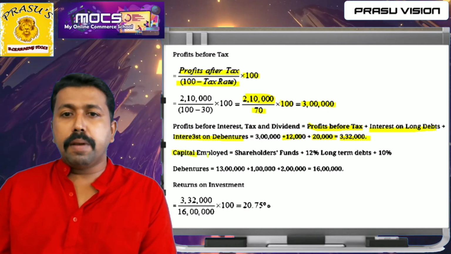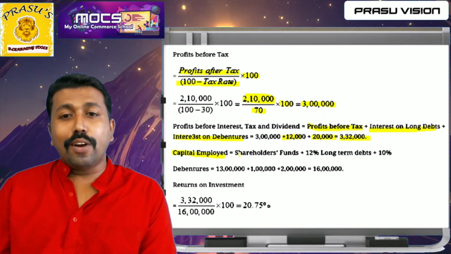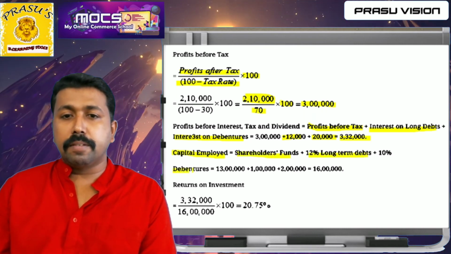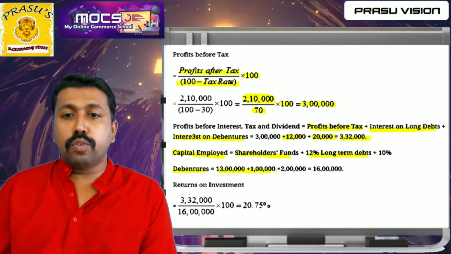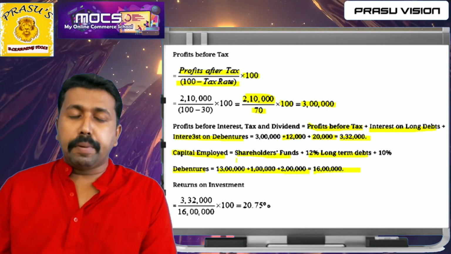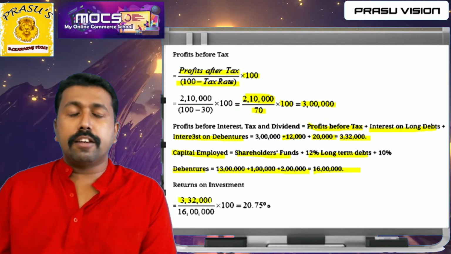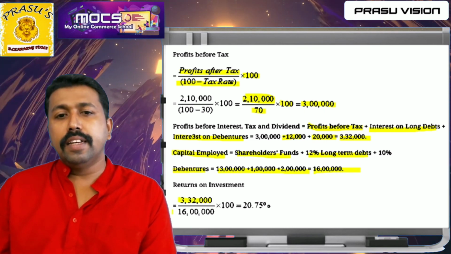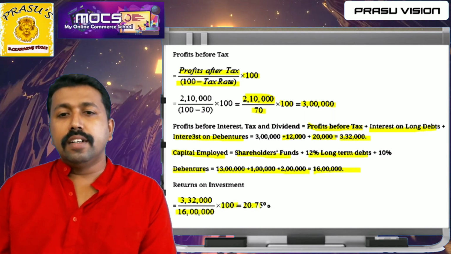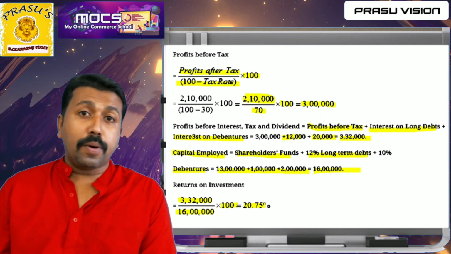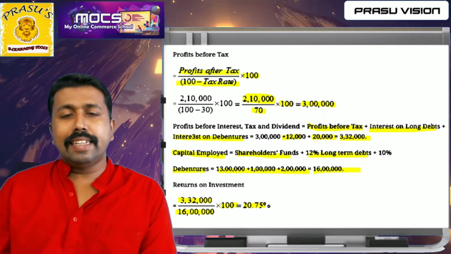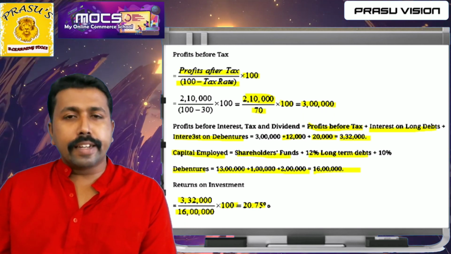And capital employed is equal to the total of shareholders' fund plus the long term debt plus the debenture. So 13 lakh plus 1 lakh plus 2 lakh, we will get 16 lakh as the value of capital employed. Then we can directly apply in the equation: 3,32,000 divided by 16 lakh into 100, we will get 20.75%.